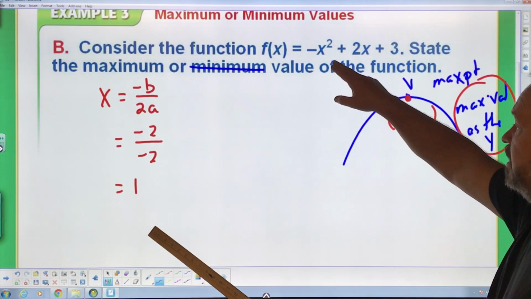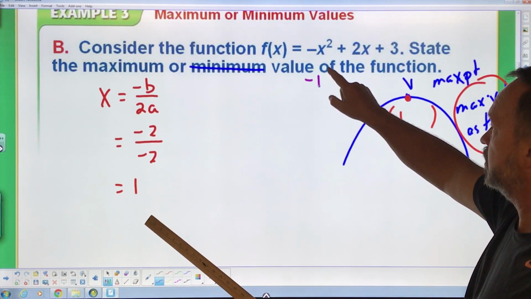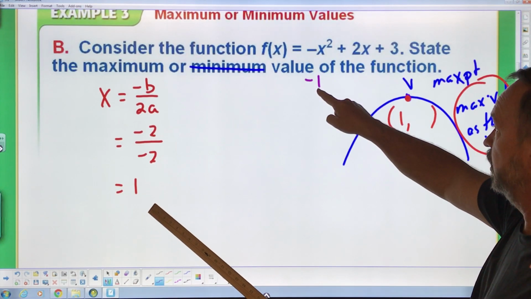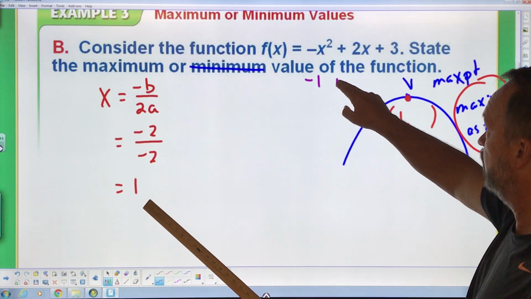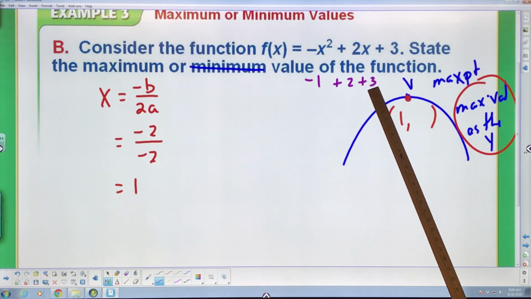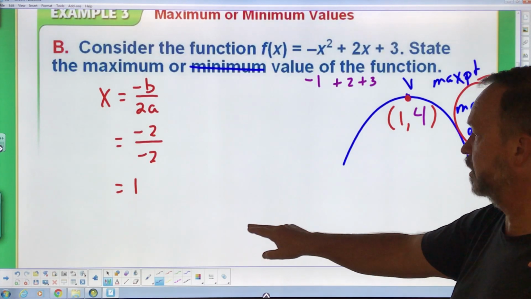Put 1 in and find out. What is 1 squared? 1. So I got negative 1, because the negative had nothing to do with the square. It was just saying the opposite of x squared. So it's negative 1. Put in the 1 here, get plus 2 and plus 3. And what is negative 1 plus 2 plus 3? It is 4.